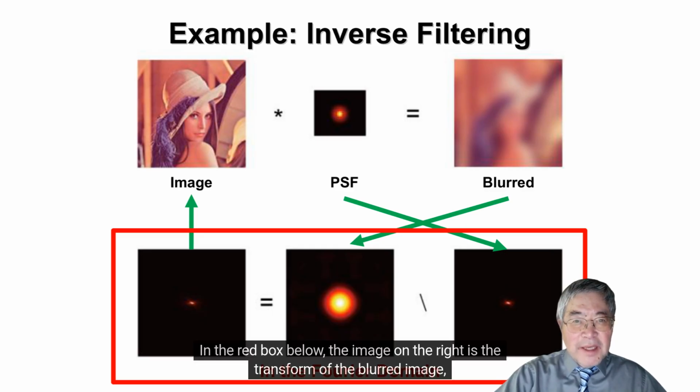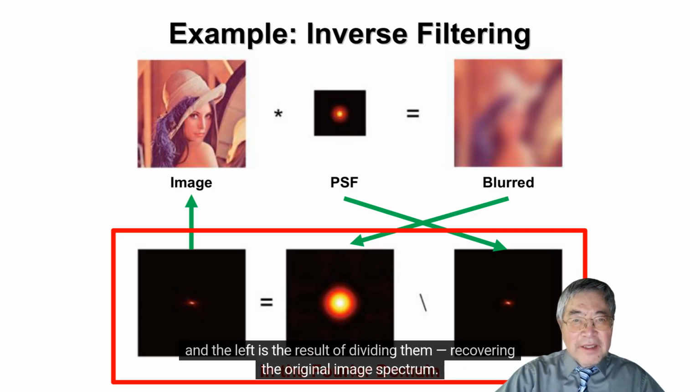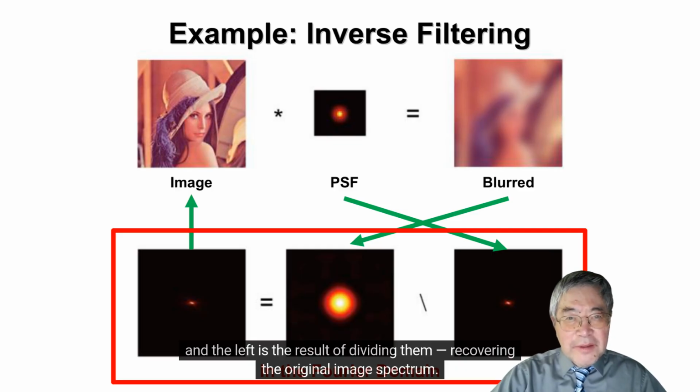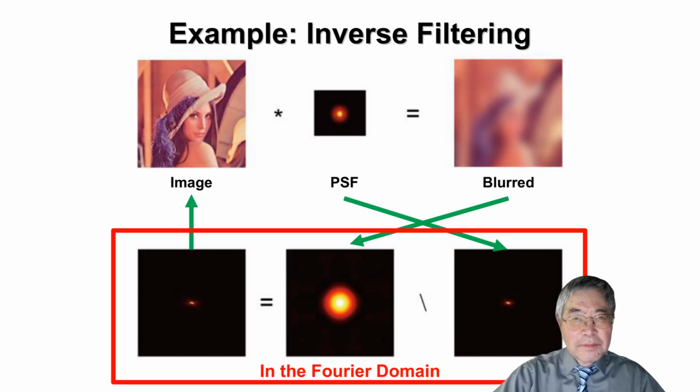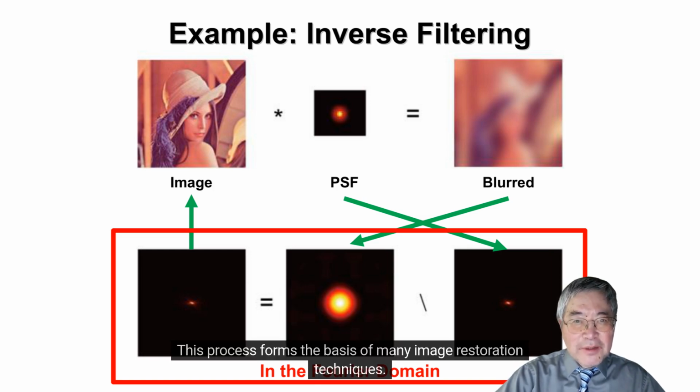In the red box below, the image on the right is the transform of the blurred image. The center is the transform of the PSF, and the left is the result of dividing them, recovering the original image spectrum. Applying the inverse Fourier transform brings us back to the spatial domain. This process forms the basis of many image restoration techniques.